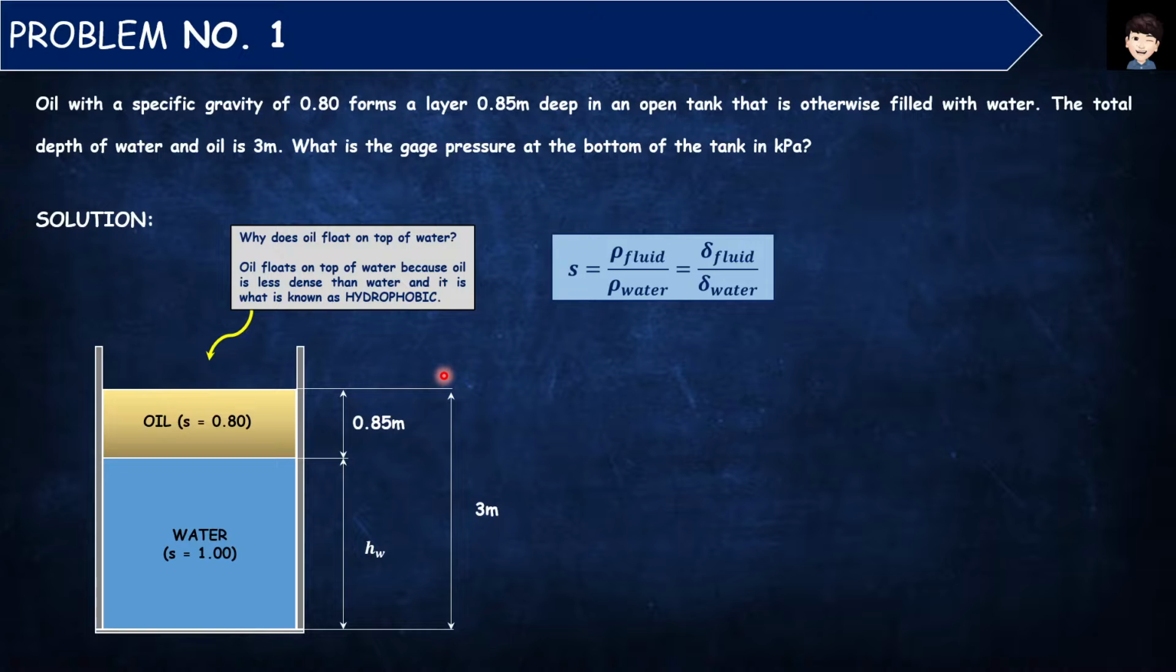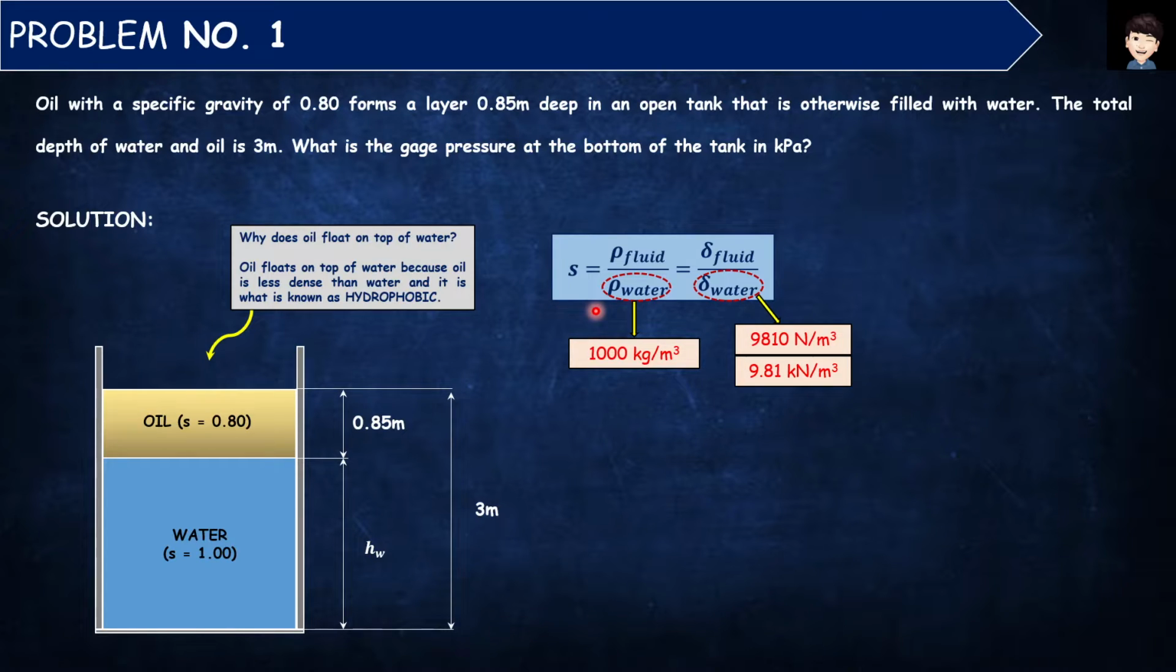So ngayon, merong constant value ang density ng water equal to 1,000 kg per cubic meter. Ganon din naman yung unit weight of water, 9,810 Newton per cubic meter. So if you want to convert it to kilonewton, then you should divide it by 1,000. Therefore, 9.81 kilonewton per cubic meter. So as you can see, pwede rin nating ipakita yung relationship ni density kay unit weight by using unit analysis.